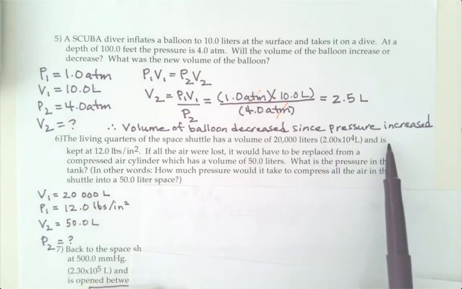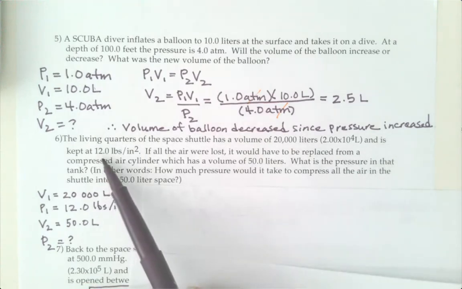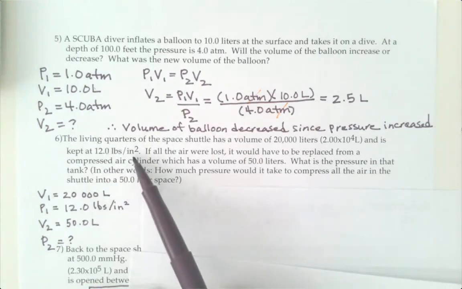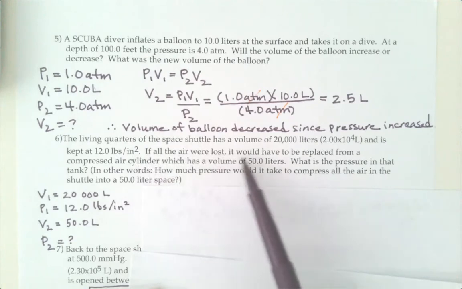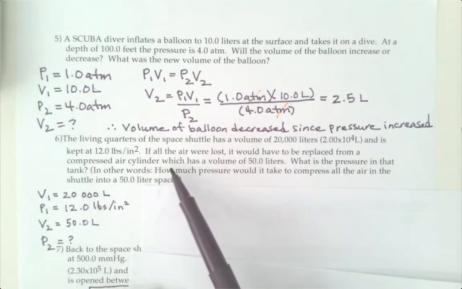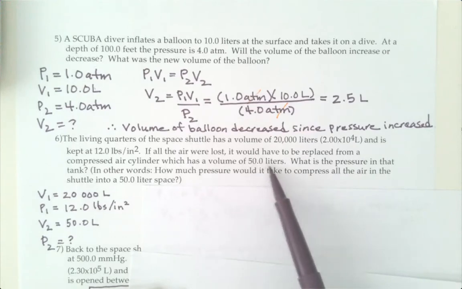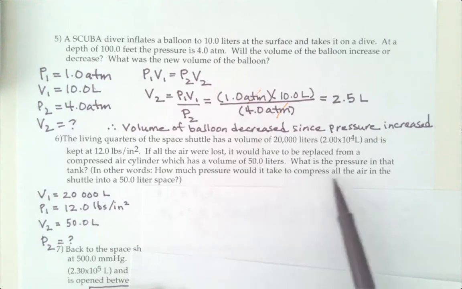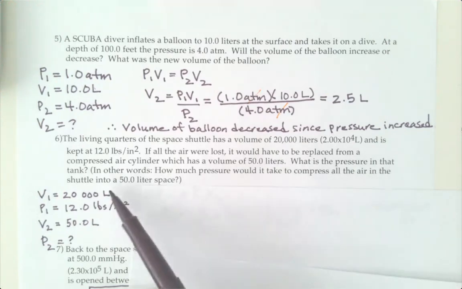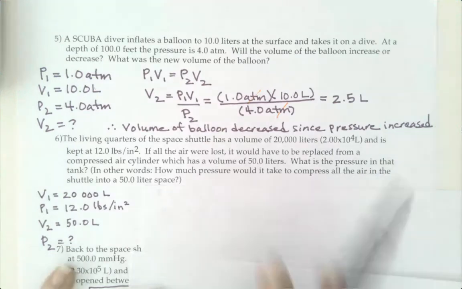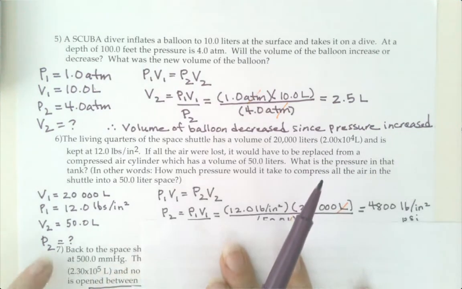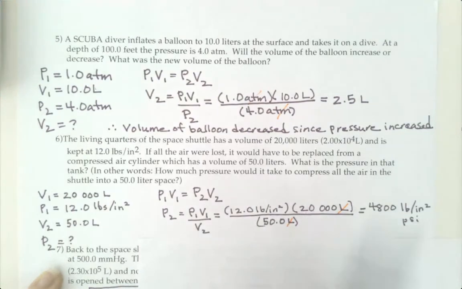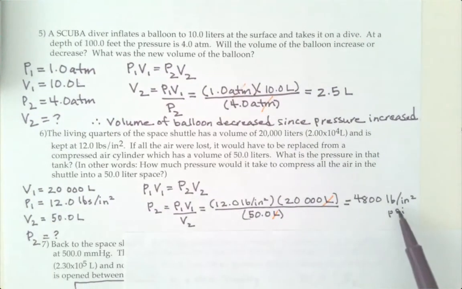They're saying that the living quarters is at a pressure of 12.0 pounds per square inch. If all the air were lost, it would have to be replaced from a compressed air cylinder, which has a volume of 50.0 liters. What is the pressure in that tank? In other words, how much pressure would it take to compress all the air in the shuttle into a 50-liter space? So I rearrange. I am solving for P2. And we end up with 4,800 pounds per square inch. That is PSI. Okay, means the same thing there.